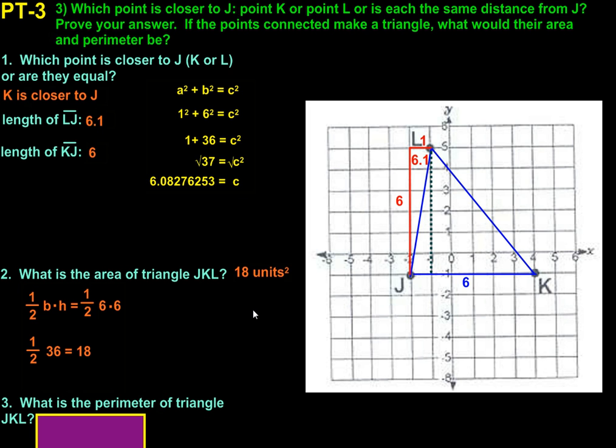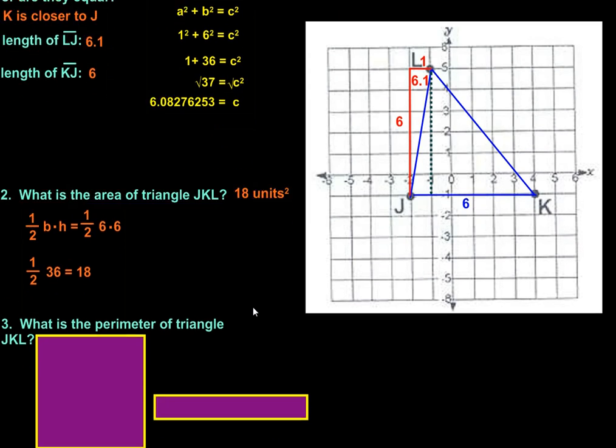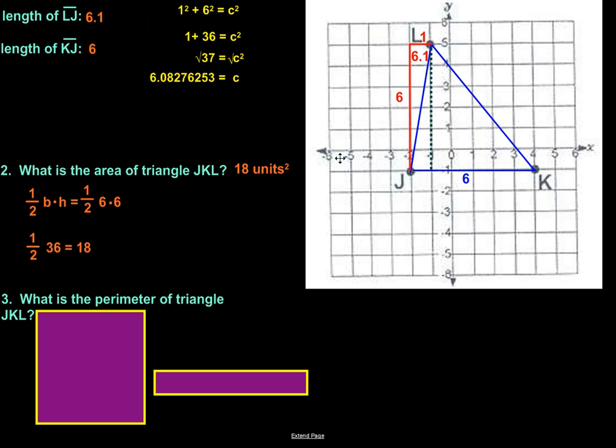And that brings us down to the very last part of this, which is the perimeter. Now, to do the perimeter, we need to know the distance all the way around. And we've got 2 of those distances already. We started out knowing 6, and we determined that this side of the triangle was 6.1. So the last piece we need to find is this over here.